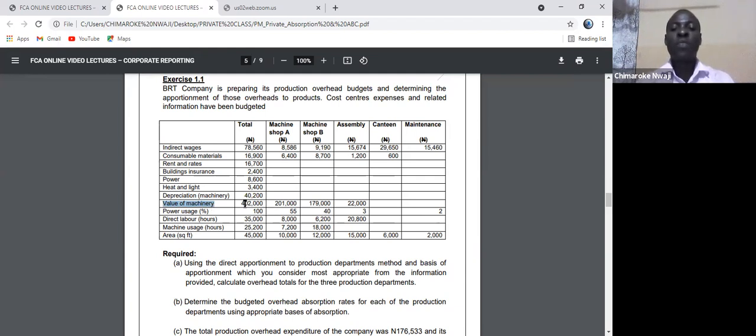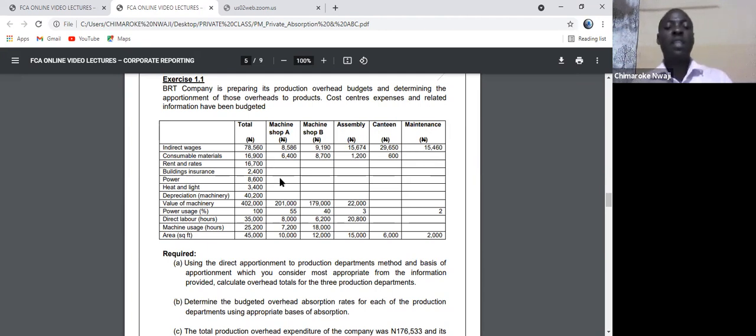You can see that for all these other ones, from value of machine to area, square feet, they are appropriate bases for measurement. Then you can see the cost centers. Here we have machine shop A, it's a cost center. Machine shop B, it's a cost center, which is a department. Assembly is a cost center. Canteen and maintenance. Now, can you show me which is the production department and which is the service department? Of course, machine shop A, machine shop B, and assembly are all production departments, while the canteen and maintenance are the service departments. Okay, so these are your cost centers.